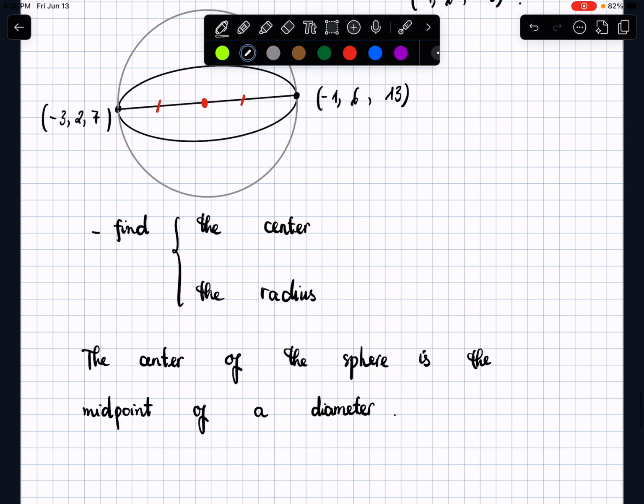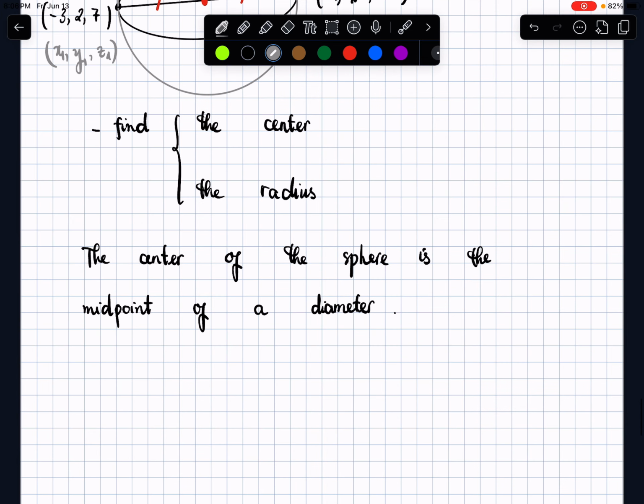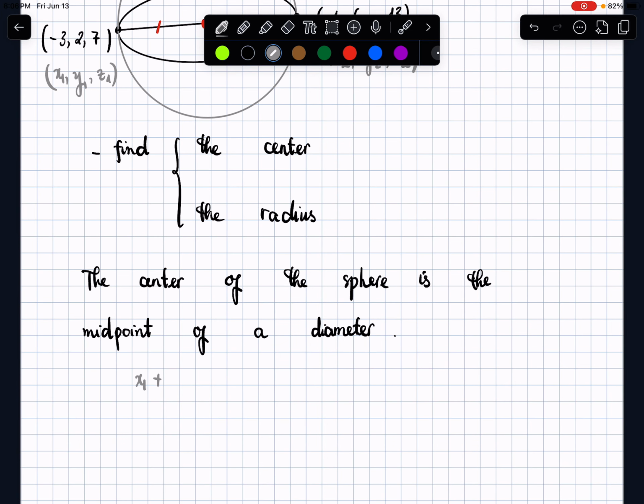Say for example, if you have x1, y1, z1 and x2, y2, z2, then the midpoint is x1 plus x2 divided by 2, y1 plus y2 divided by 2, and z1 plus z2 divided by 2. This is the coordinate of the center.